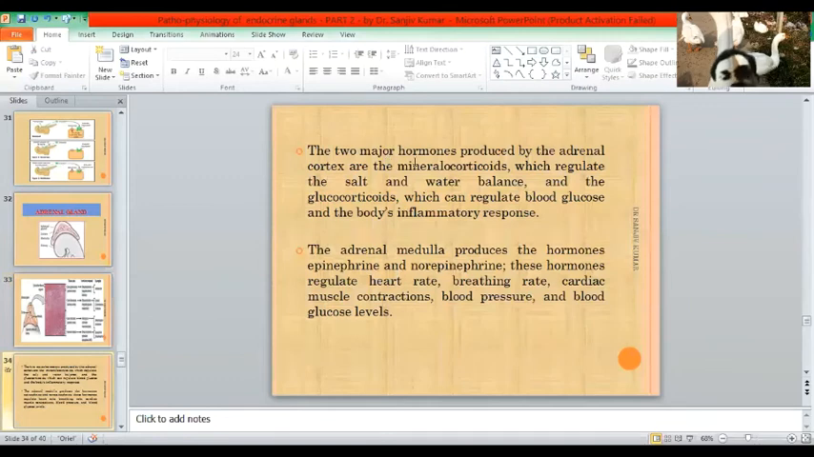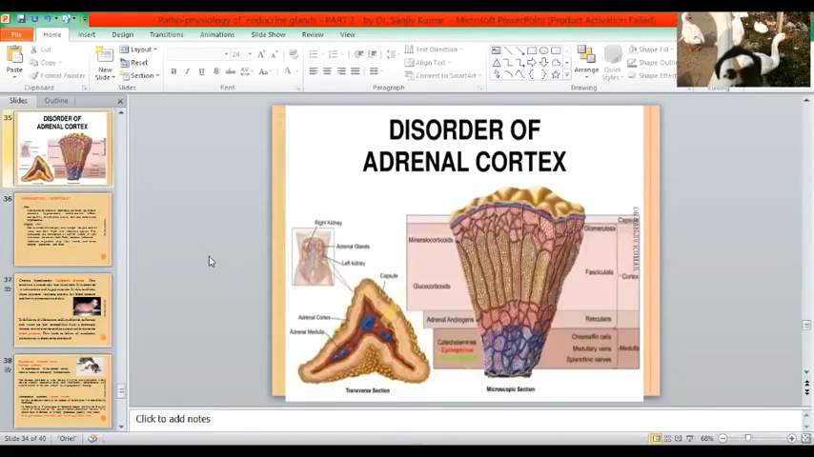So, two major hormones from the adrenal cortex are mineralocorticoids, responsible for salt and water balance, and glucocorticoids, which regulate the blood glucose. The adrenal medulla secretes epinephrine, norepinephrine. They regulate heartbeat, respiration rate, cardiac muscle contraction, blood pressure, and also blood glucose levels. So, first of all, talking about adrenal cortex, I have told you these layers: glomerulata, fasciculata, and reticularis. This produces mineralocorticoids, glucocorticoids, androgens, and these are the medullary part which secrete epinephrine, norepinephrine. We have discussed this. So now we'll talk about the disorders.